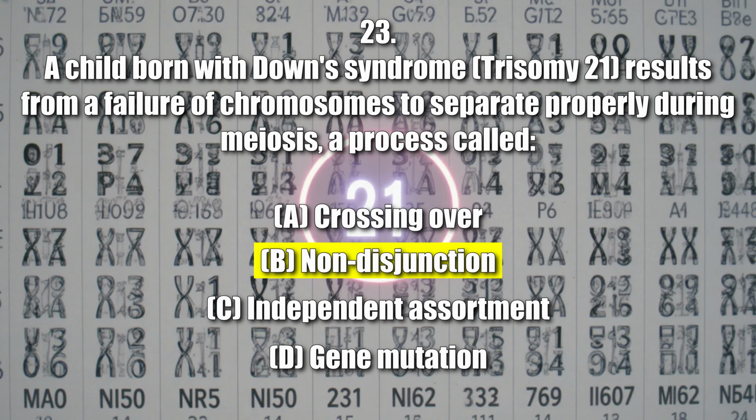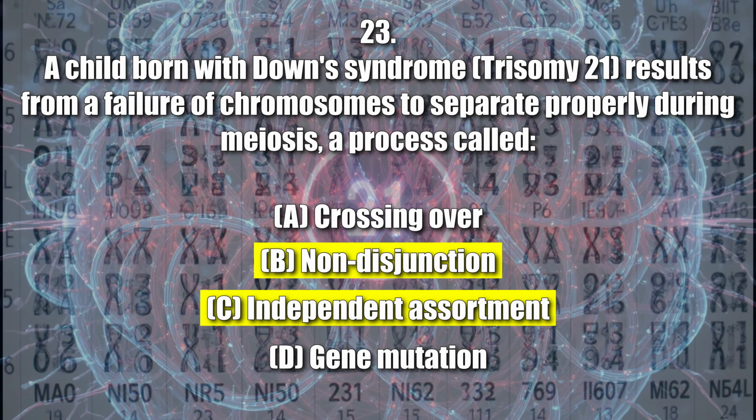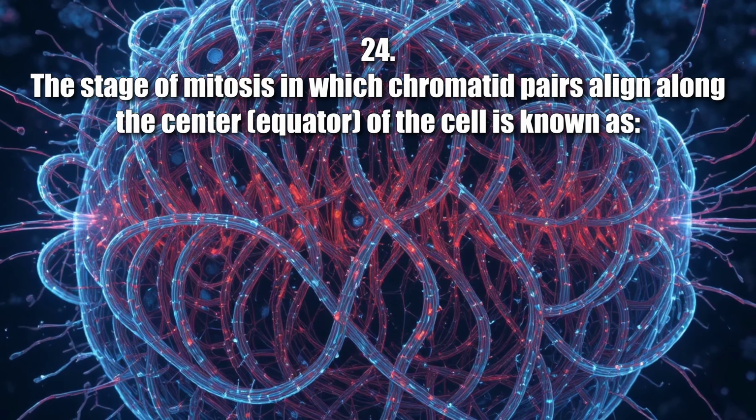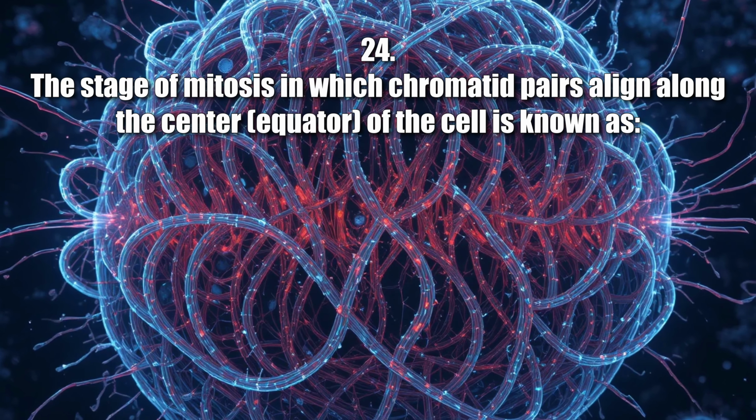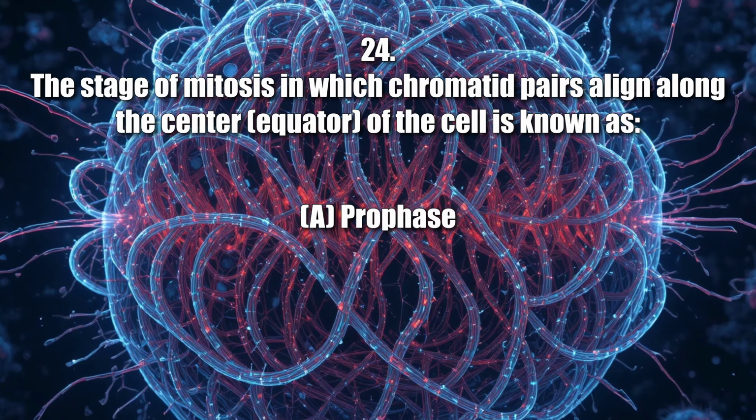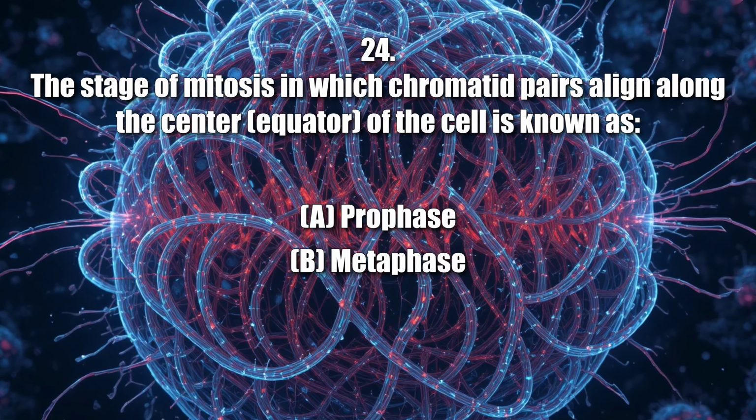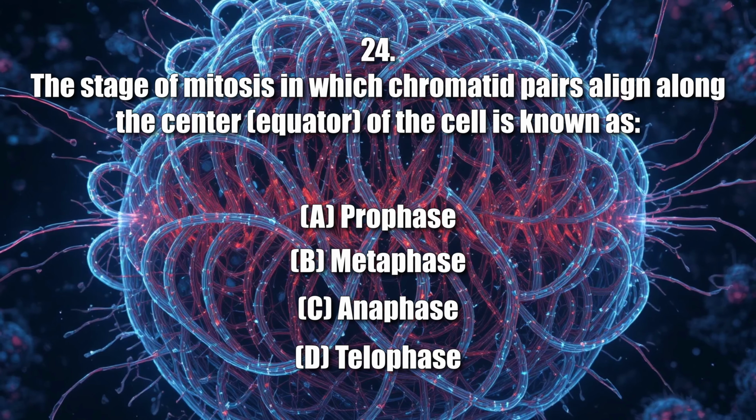The correct answer is B. Non-disjunction. 24. The stage of mitosis in which chromatid pairs align along the center equator of the cell is known as A. Prophase. B. Metaphase. C. Anaphase. D. Telophase.